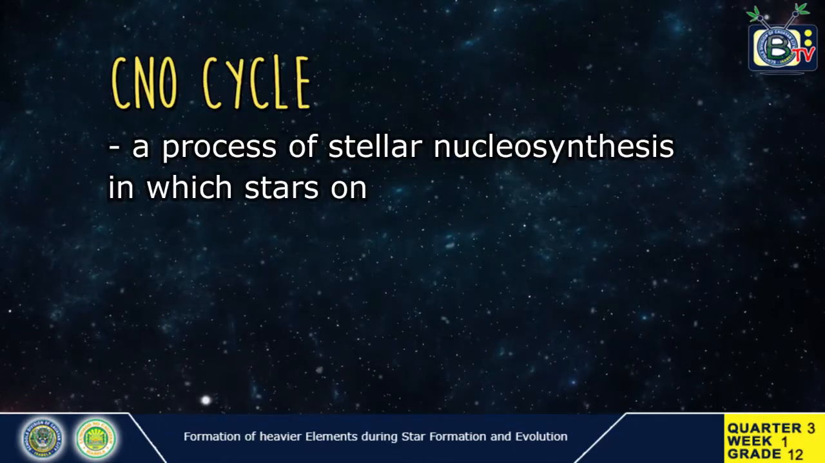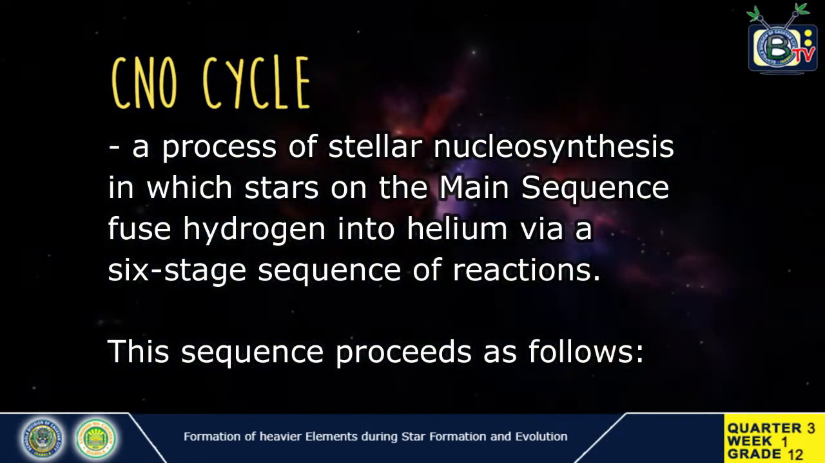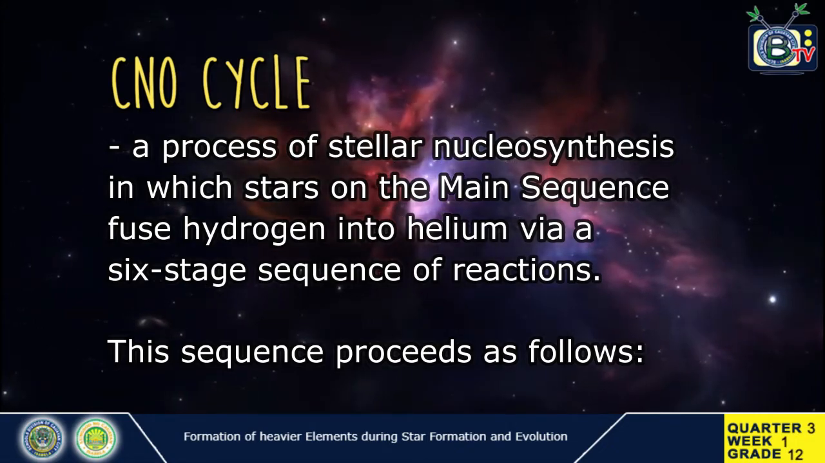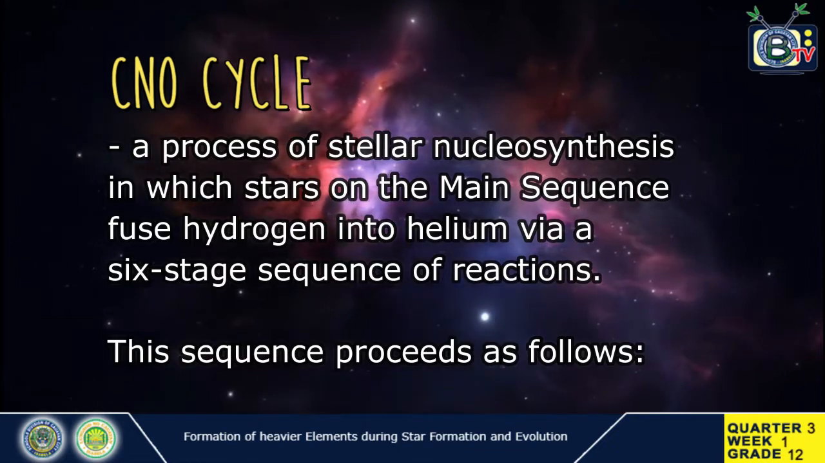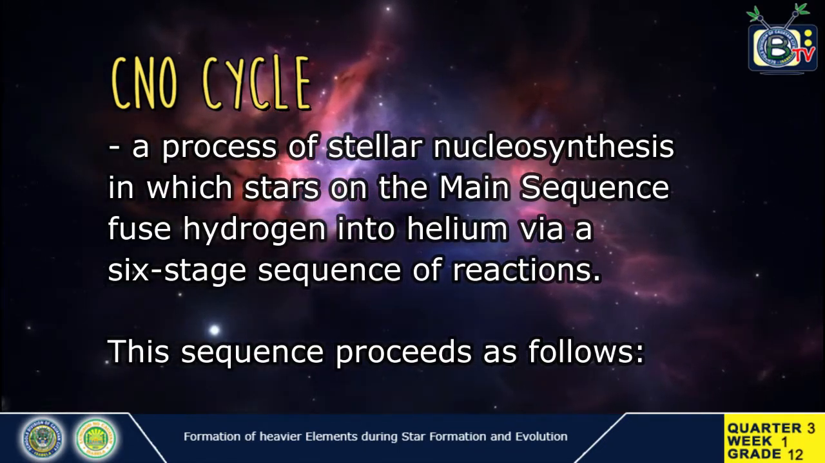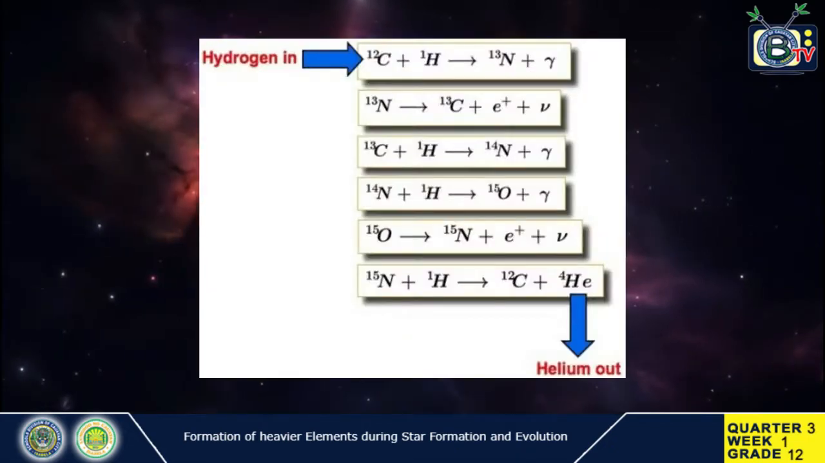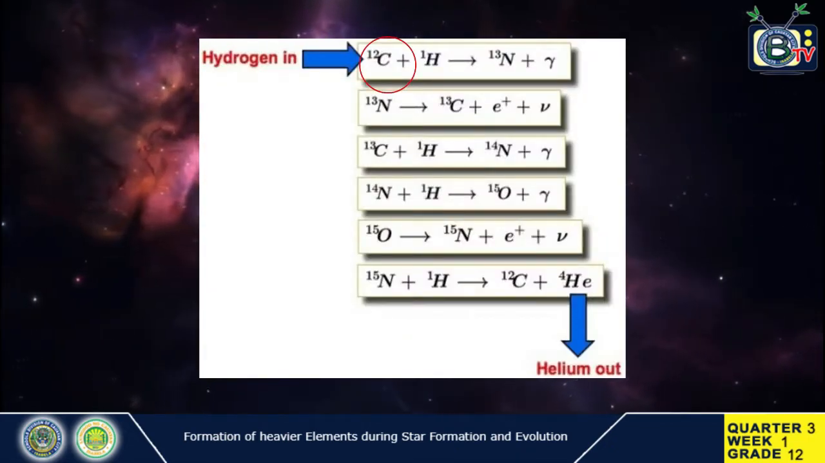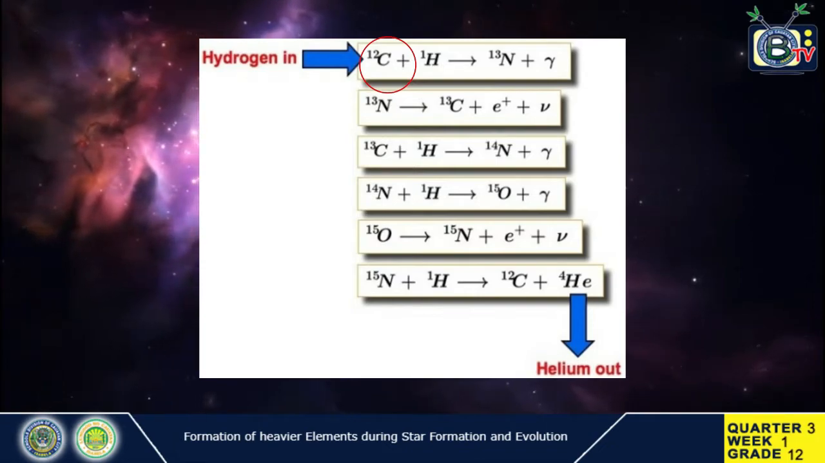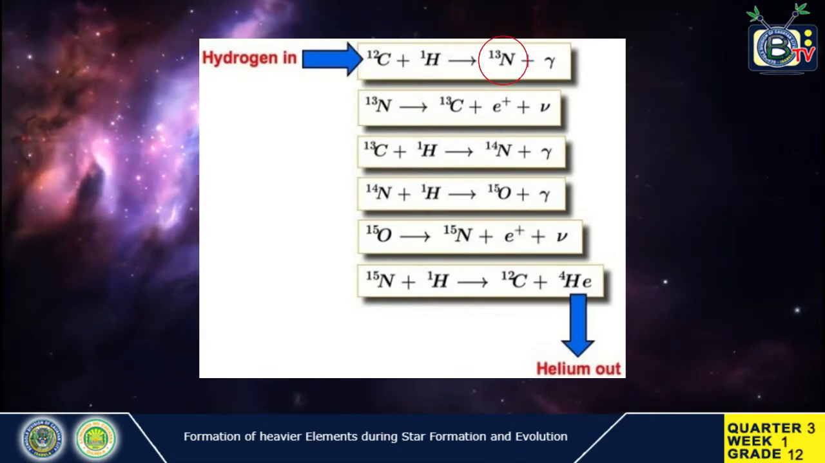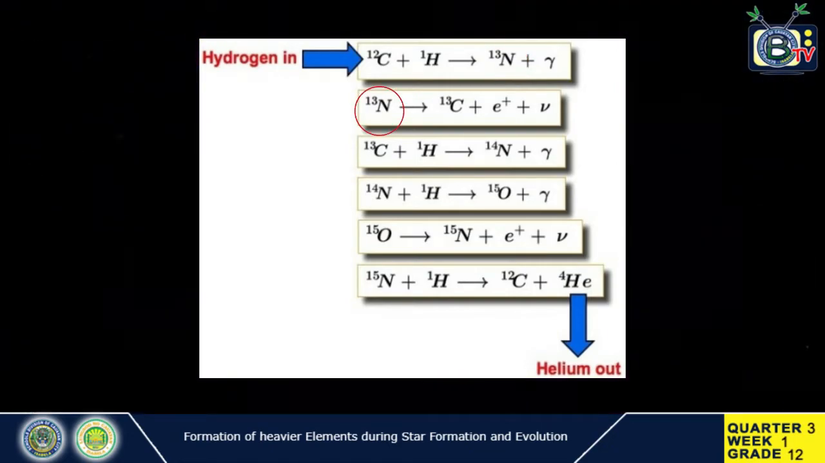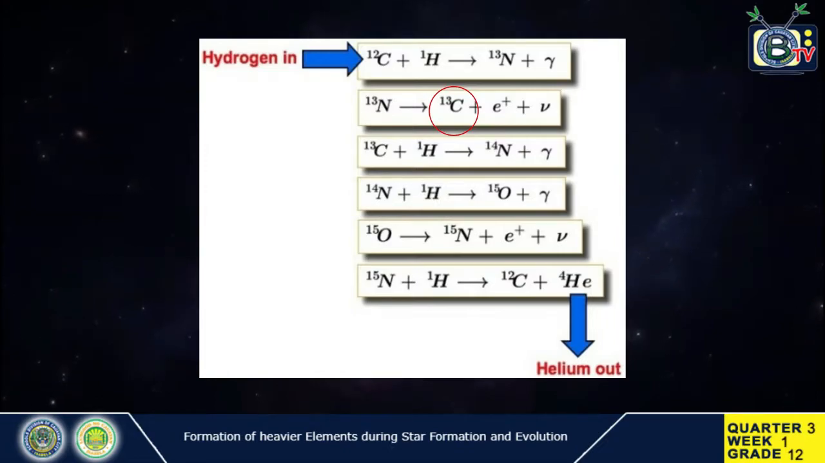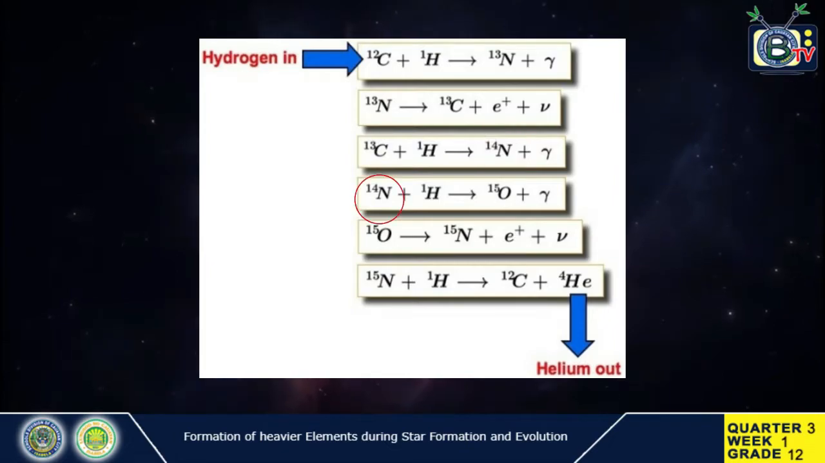The carbon-nitrogen-oxygen cycle or the CNO cycle is a process of stellar nucleosynthesis in which stars on the main sequence fuse hydrogen into helium via a 6-stage sequence of reactions. A carbon-12 nucleus captures a proton and emits a gamma ray producing nitrogen-13. The nitrogen-13 is unstable and emits a beta particle decaying to carbon-13. Carbon-13 captures a proton and becomes nitrogen-14 via emission of a gamma ray.